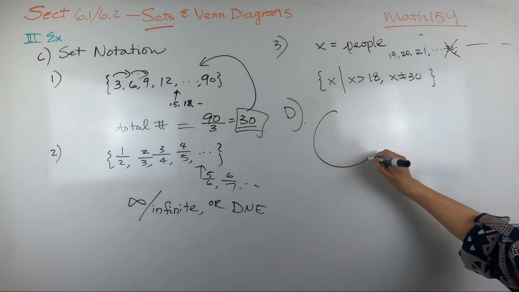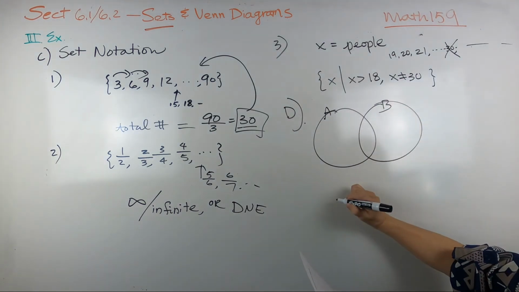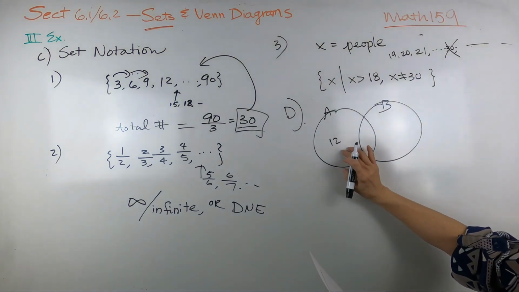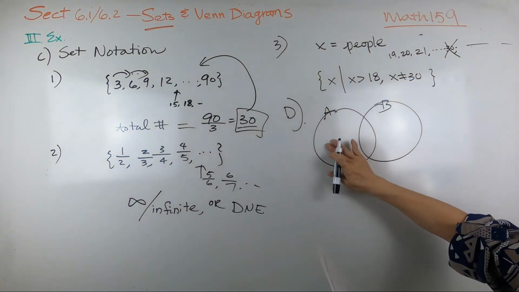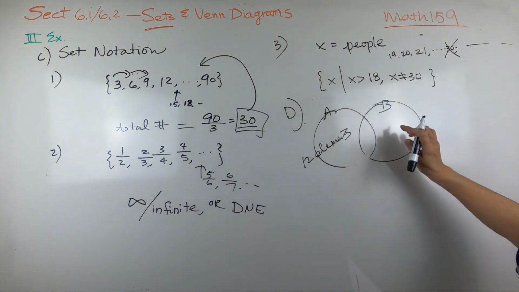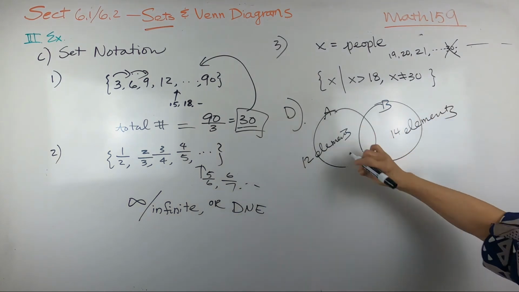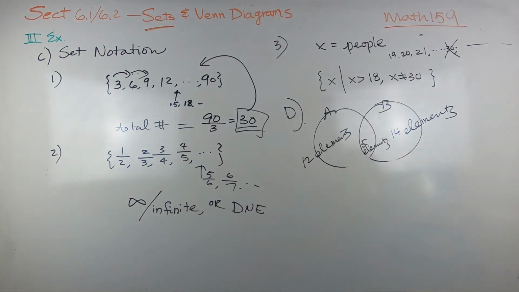If we give you a Venn diagram like this, that's my set A, set B. So I have 12 here, I have 12 elements in there, it's not the number 12. If I say 12 elements in A, then in B, I have 14 elements here. Then in between, I have 5 elements. We didn't list it. We just say it like this. Then we ask you how many elements in each set.